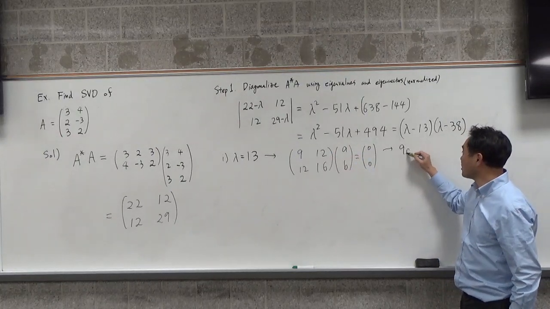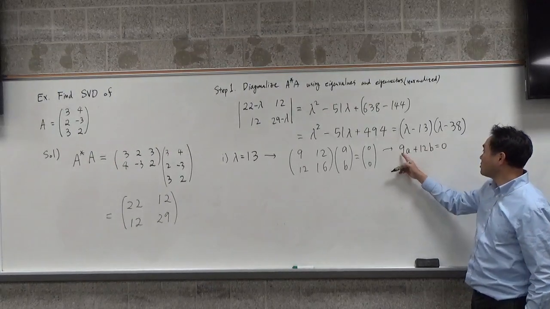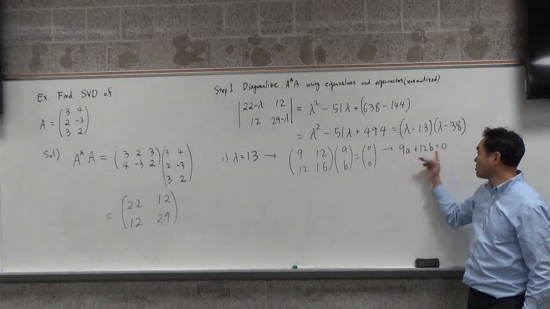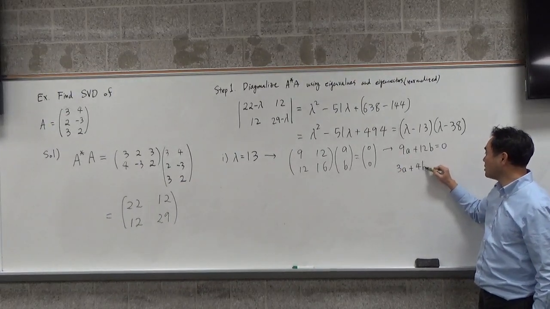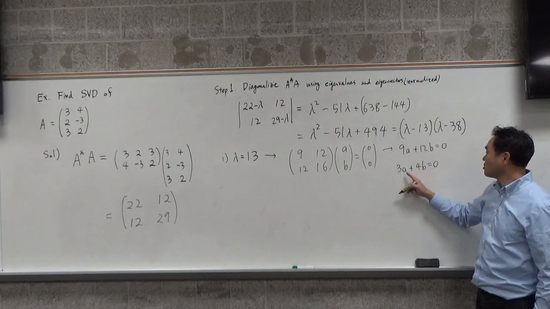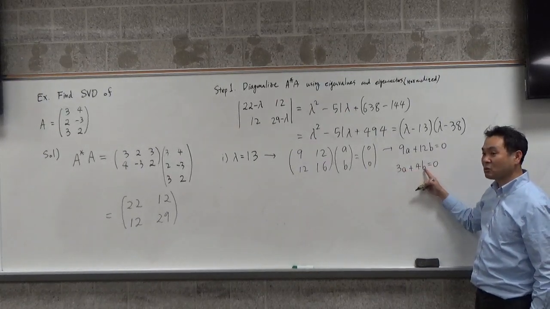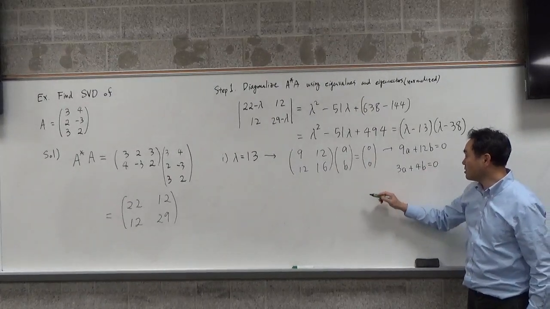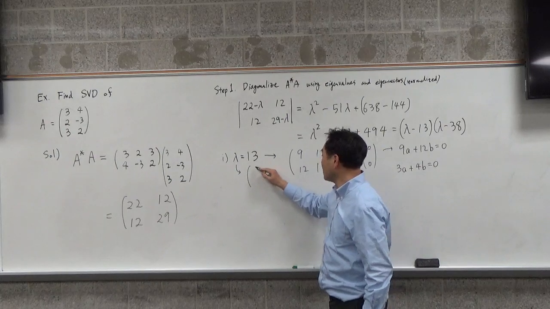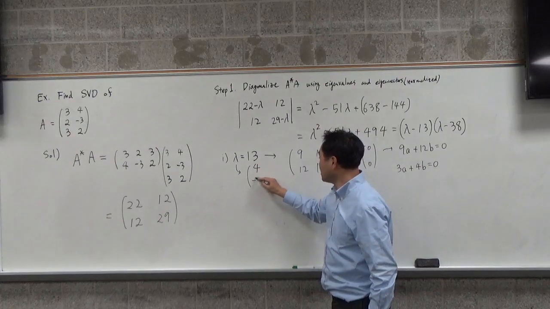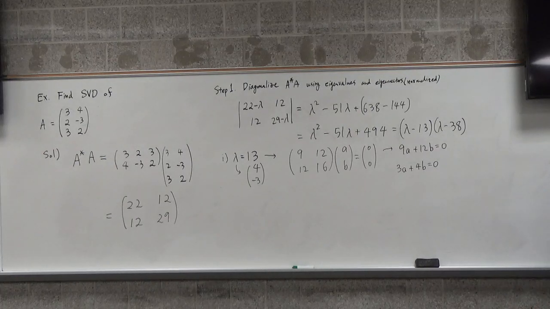So 9 times A plus 12B has to be 0. And since this is divisible by 3, let's divide everything by 3. So it's 3A plus 4B equals 0. So A is 4 and B equals negative 3 would work. So I see that the eigenvector in this case would be associated with A is 4, B is negative 3. Okay?